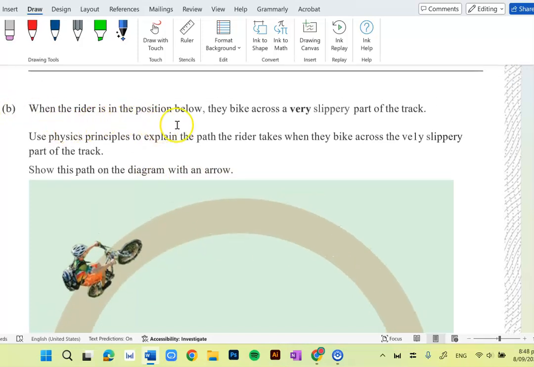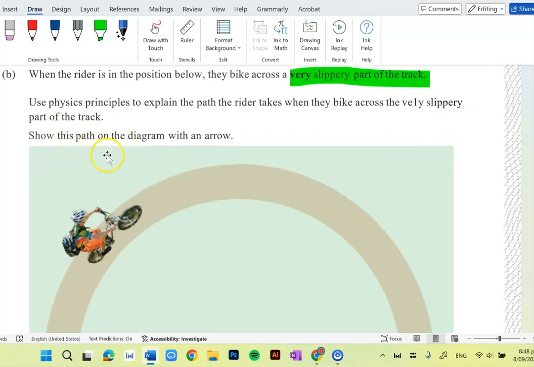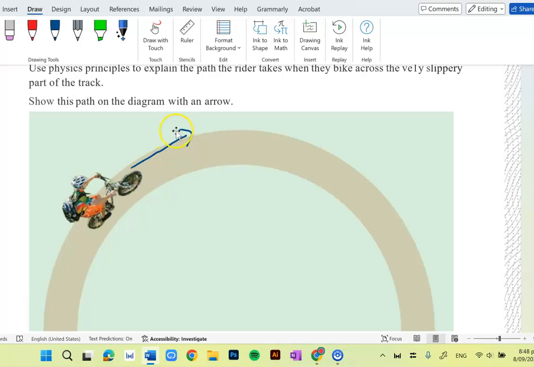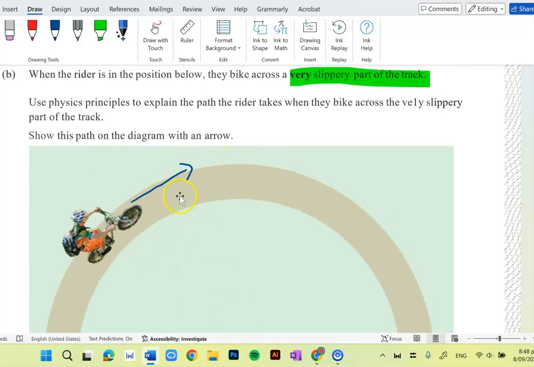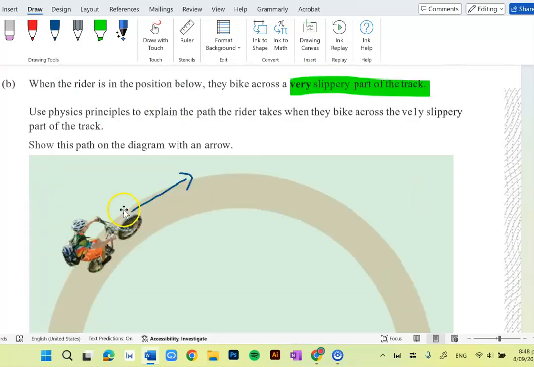When the rider is in the position below, they bike across a very slippery part of the track. Okay, that's pretty important information. Use physics principles. So we know it's another one of those explain questions. Explain the path the rider takes when they bike across the very, I think that's meant to say, slippery part of the track. Show this path on the diagram with an arrow. So it's just going to be a straight line, just like this. It's not an arrow to the middle because that's just the arrow of the centripetal force. This is just showing the direction that it's traveling. And yeah, we just got to explain.